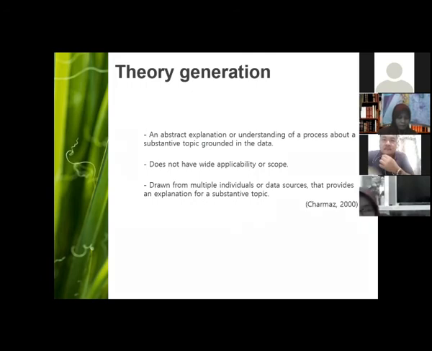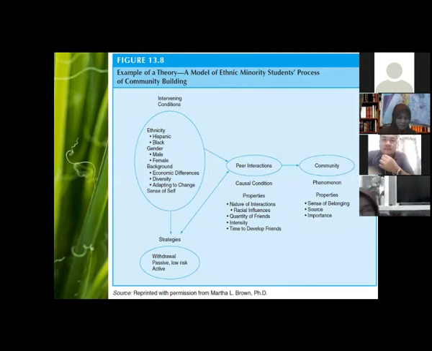So this is an example of a theory, a model of ethnic minority students' process of community building. This is what we mean by generating theory, for example, a model of ethnic minority students' process of community building.